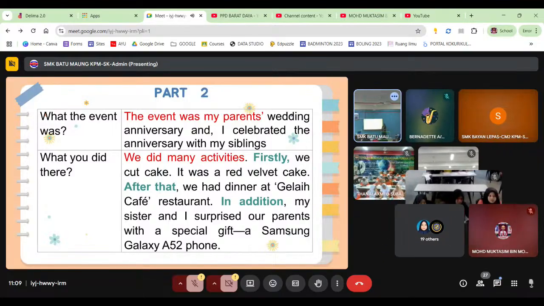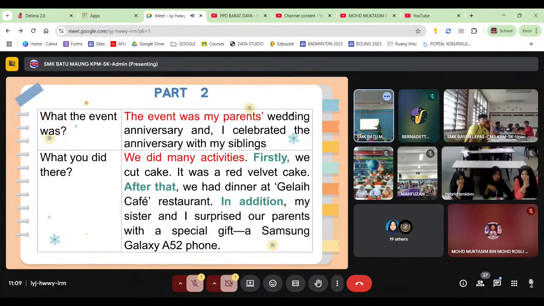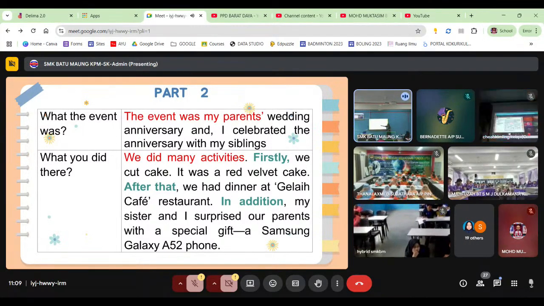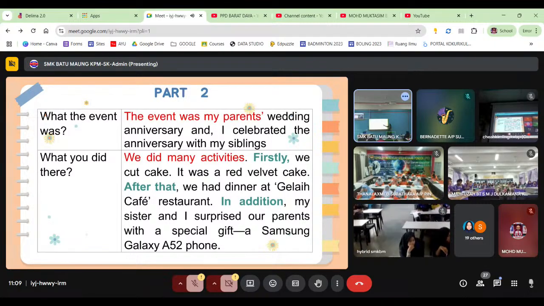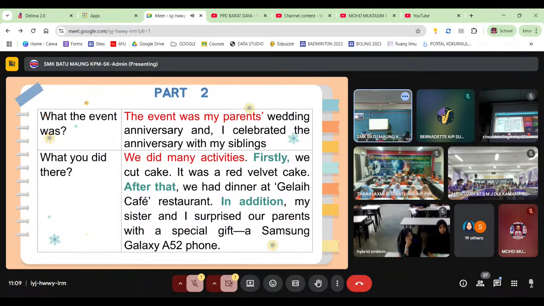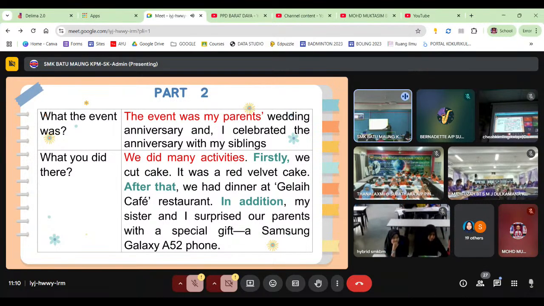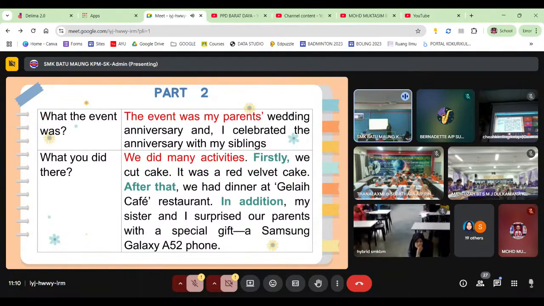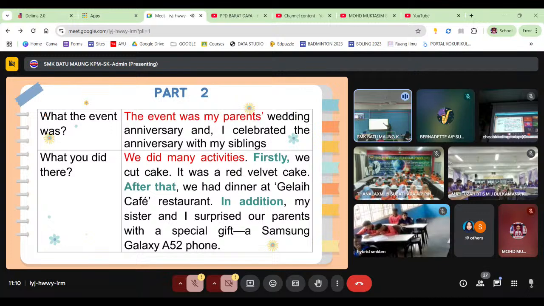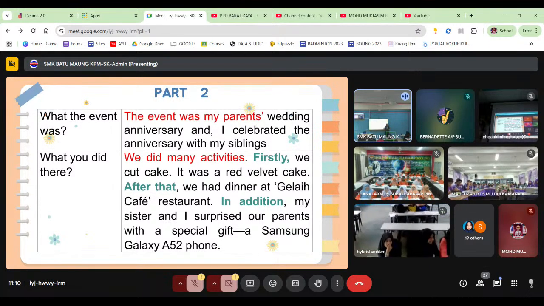What cake was it? Okay, after that, read my word. After that, the use of cohesive device, you had dinner at a restaurant. And then again, cohesive device, you say you and your sister surprised your parents with a special gift. What gift was it? So is this good? Do you feel that this response is good? Why? More elaboration. All right. And then you have used cohesive devices. All right. Clear? Part 2?